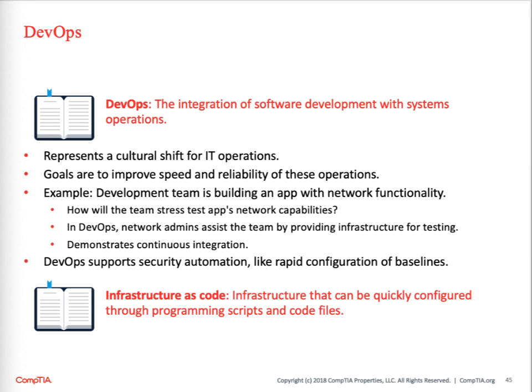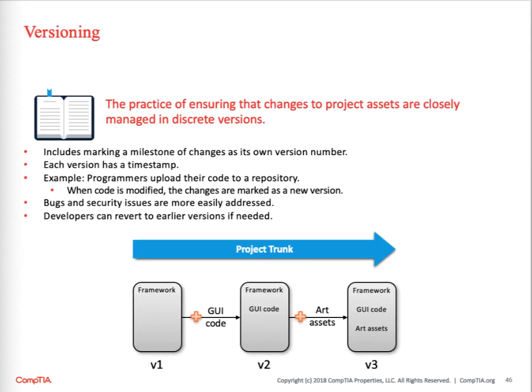And then we can align with the idea of infrastructure as code, because our infrastructure in that way can be quickly configured and deployed through programming scripts rather than standardized software tools. Versioning, or version control, is the practice of ensuring that changes to projects' assets are closely managed in discrete versions. This includes marking a milestone of changes as its own version number. And so each version would have a timestamp.